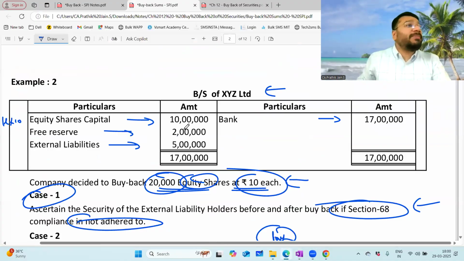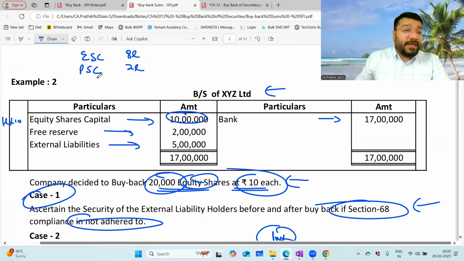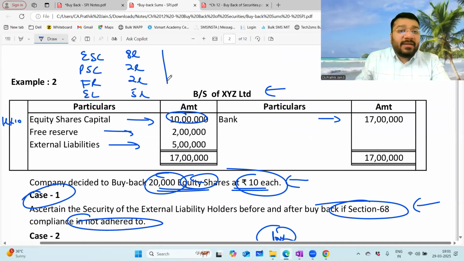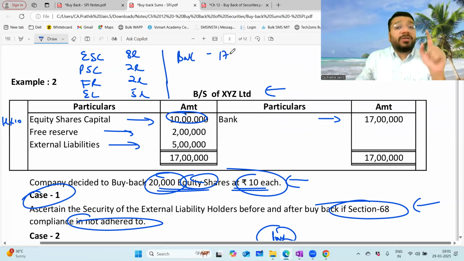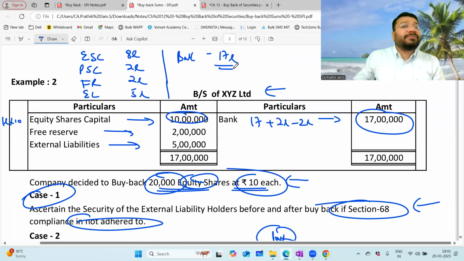Please tell me what my revised balance sheet would look like. Equity from 10 will become 8 lakh. Preference share capital of 2 lakh will newly come into the picture. Then free reserves will be as it is, 2 lakh. External liability holders same, 5 lakh as it is. And the bank balance will be the same 17 lakh, because from the 17 lakh, first 2 lakh of preference share capital came in, and from that only you made the payment. So the same 17 lakh is kept intact.